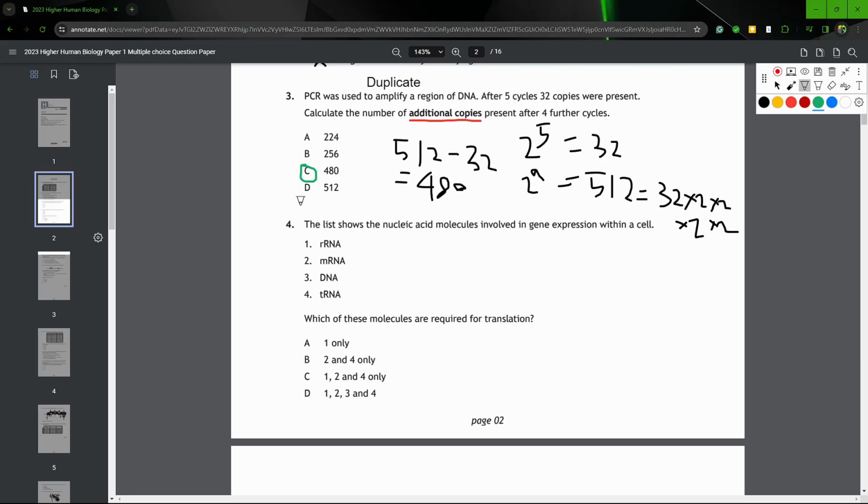Question number 4. The list shows the nucleic acid molecules involved in gene expression within a cell. We've got rRNA, mRNA, DNA, tRNA. Which of these molecules are required for translation?